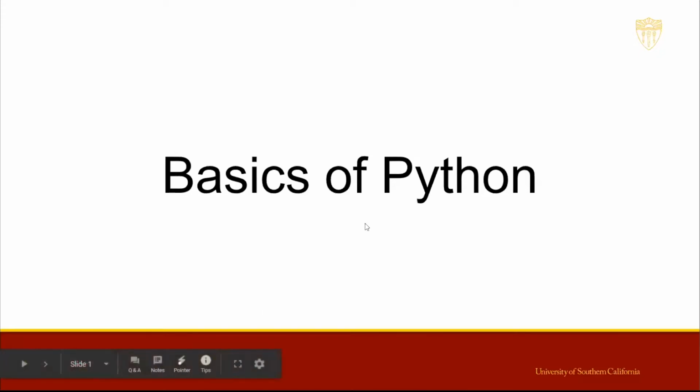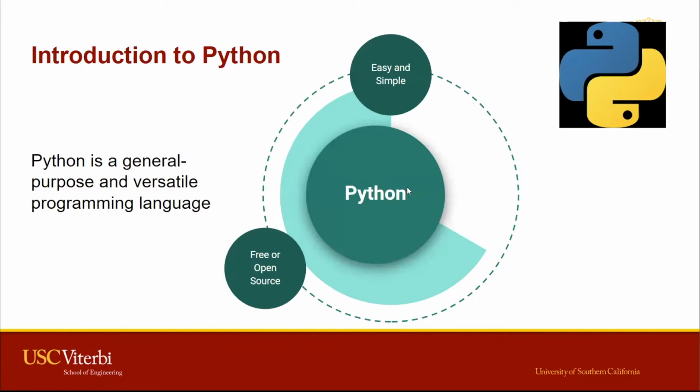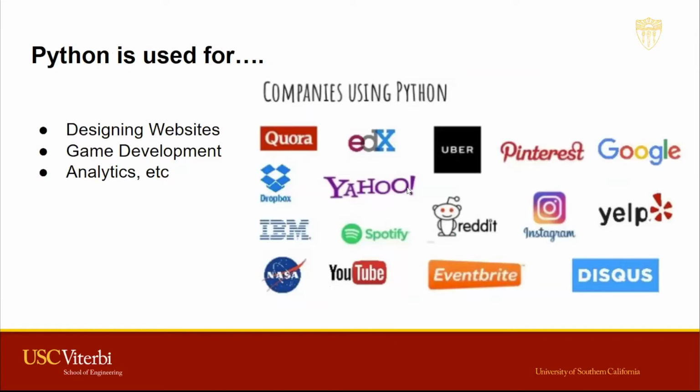Today, we will be covering the basics of Python. Python is a very popular general purpose programming language conceived in the late 1980s. Its popularity is because it is freely available, it's open source, it is simple to learn and use, and it is versatile. Because of its versatility, it is used in multiple companies that you can see on your screen, and it is used for game development, web development, data science, machine learning, and a host of other applications.